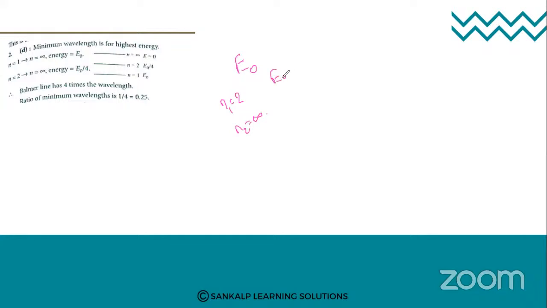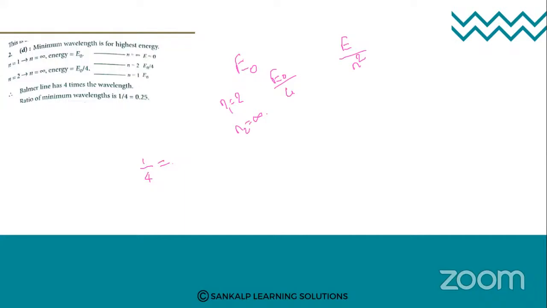Therefore, here what happens? That is E naught divided by 4. The formula, hope you know, is E divided by n square. Here E naught is considered as the energy in the question. So n square means here in the above case it is 1 square, here it is 2 square, that will be 4. Right. So the Balmer series has 4 times the wavelength. Therefore, if you take the ratio of these energies, it will be 1 divided by 4.